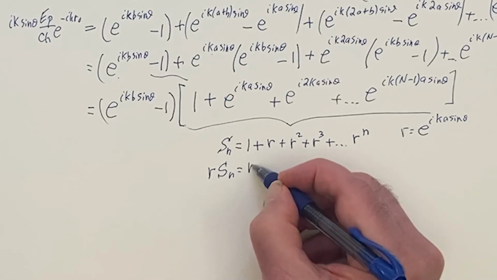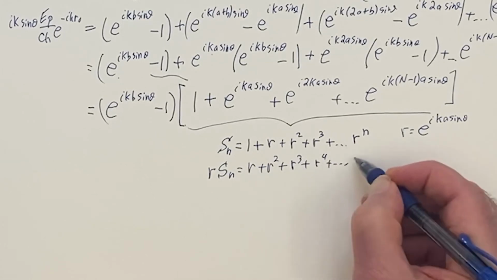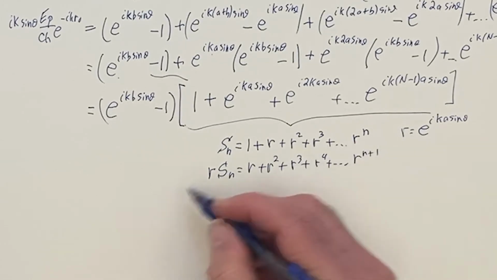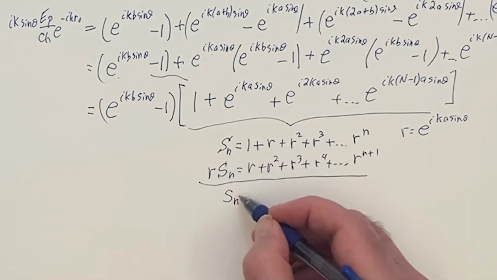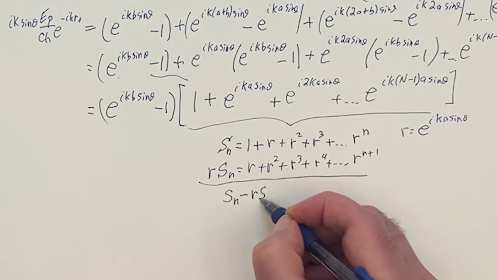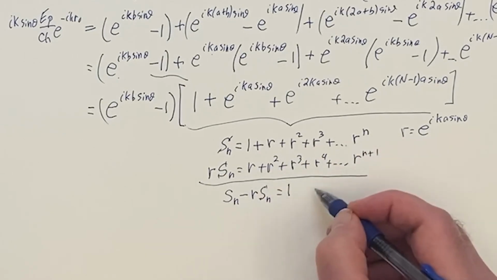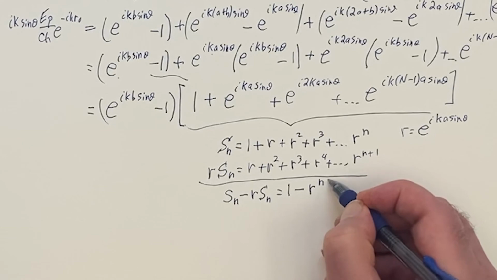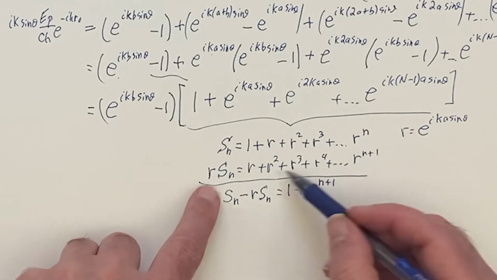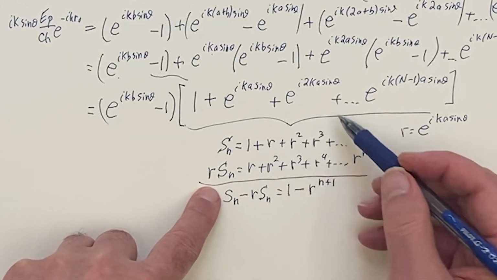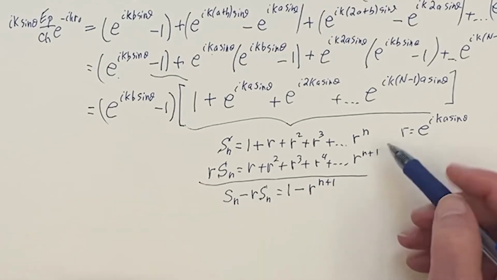And here's how you can find what that sum is. Multiply by r, you get then r plus r squared plus r cubed plus r to the 4th plus dot, dot, dot, r to the n plus 1. And now we're going to subtract. If we subtract these, we'll have Sn minus rSn. And notice that all these powers of r cancel, and I'm left with the first one and the last one with the minus sign since I'm subtracting. So these cancel, these cancel. So I have 1 and then minus the one that doesn't cancel, r to the n plus 1.